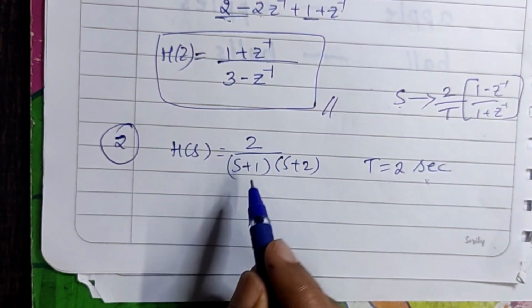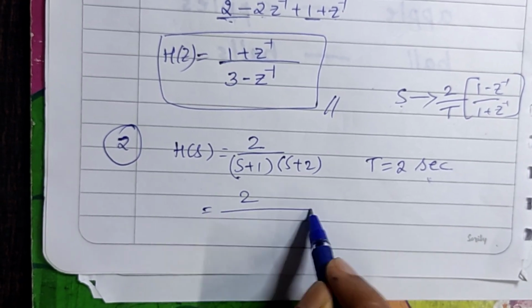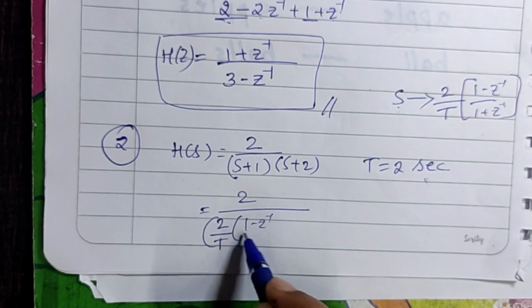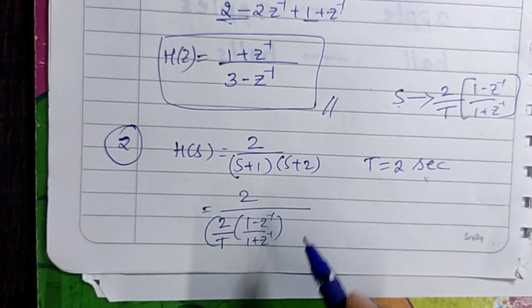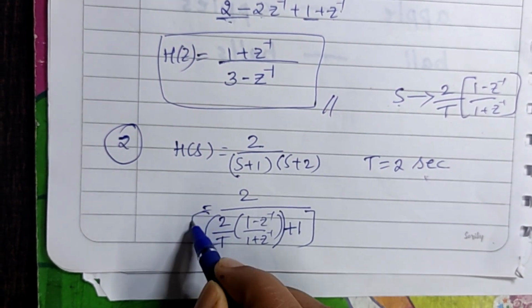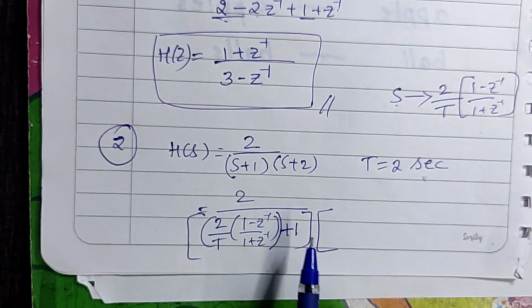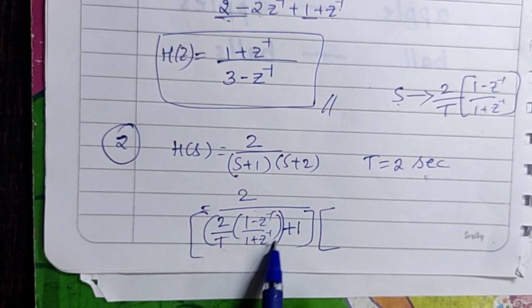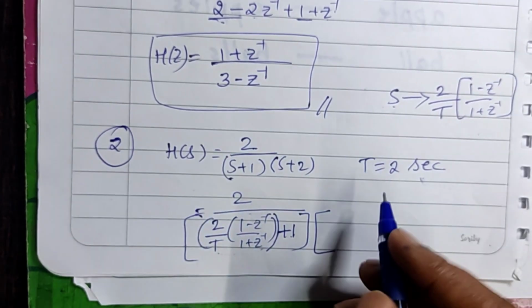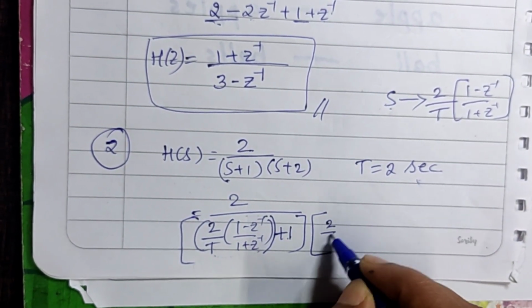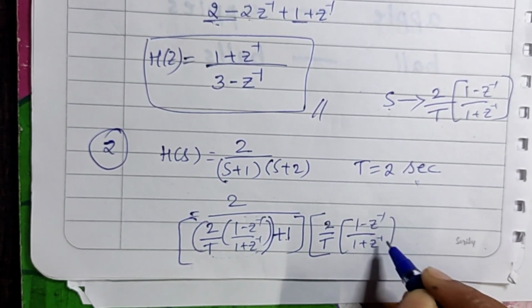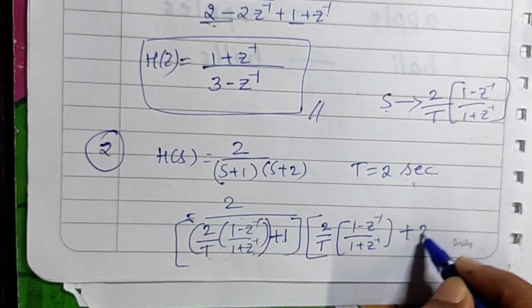Okay, so now we have 2 divided by this. So in the place of s we have to substitute. s is 2 divided by T into (1 minus z raised to minus 1) divided by (1 plus z raised to minus 1). Okay, so this is s. Okay, this is s plus 1. This is the first term. The second term is, it is human tendency to forget this, right? Completely, once we write plus 1 we forget. Please don't do that. Even I did in the earlier case, right? So s is again 2 by T into (1 minus z raised to minus 1) divided by (1 plus z raised to minus 1). This is s plus 2.